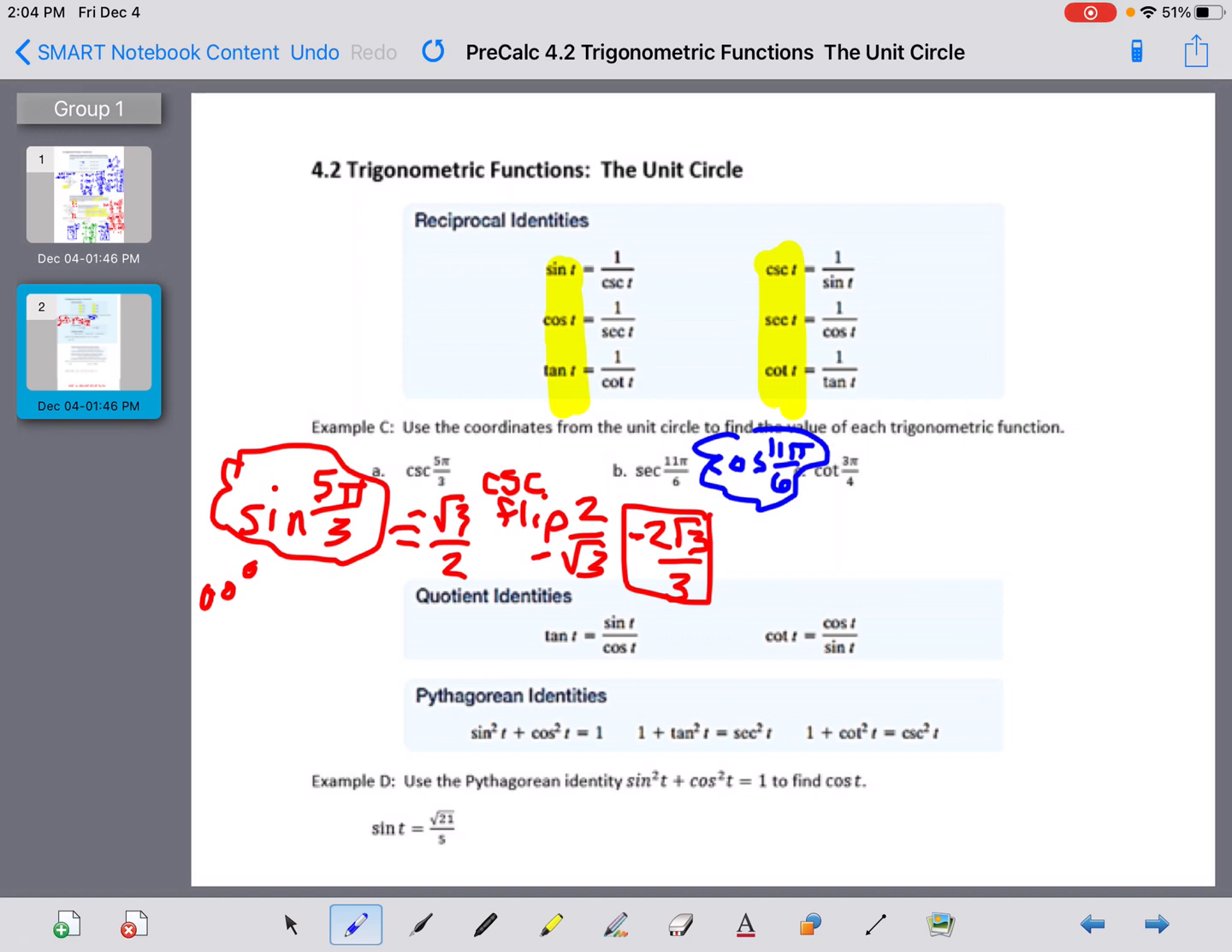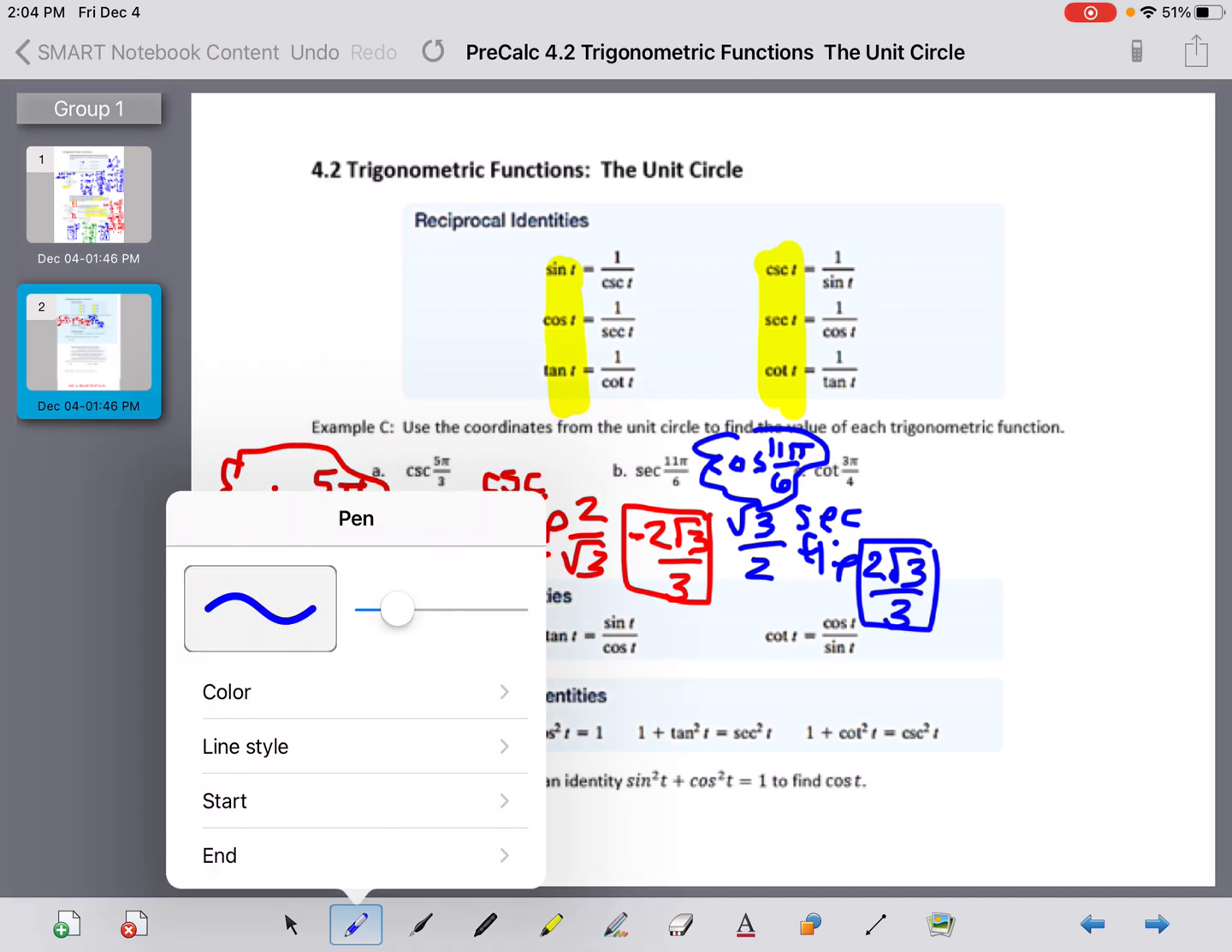So 11 pi over 6. Well, that's the fourth quadrant. My cosine is positive. I go to my pi over 6's. The cosines are always radical 3 over 2, right? And for secant, I'm going to do a flip. So again, this looks like the same thing from before. I know when I flip this, I'm going to get 2 radical 3 over 3.